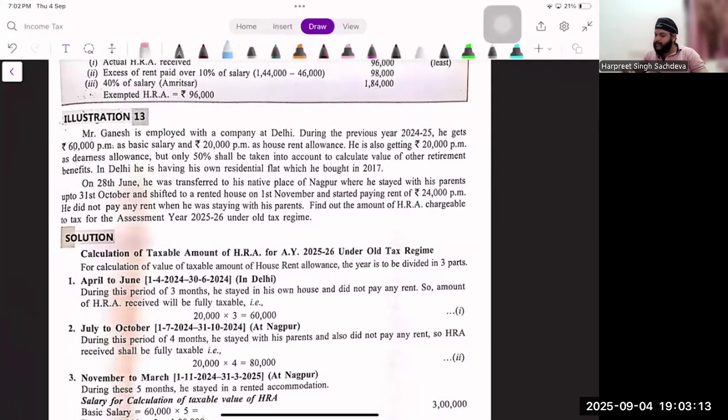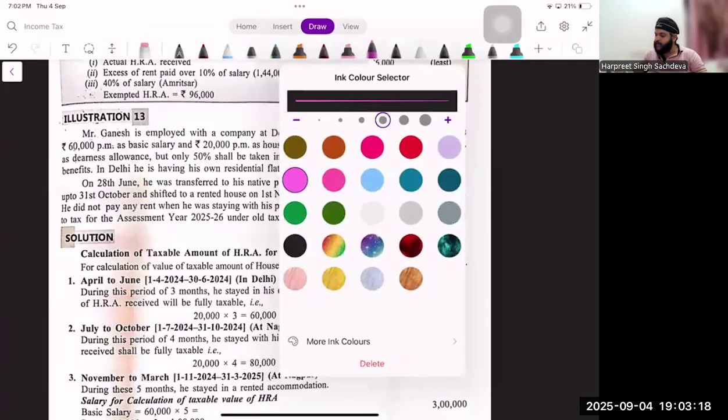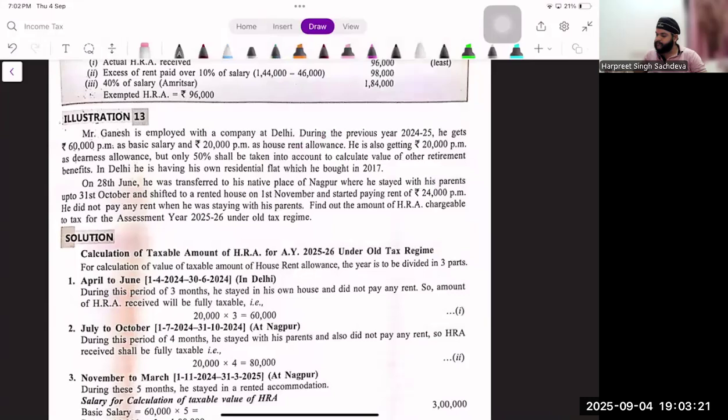Tell me, is his salary changing during the year? He's getting a basic salary of 60,000 per month. He's getting DA plus. Salary is not changing.